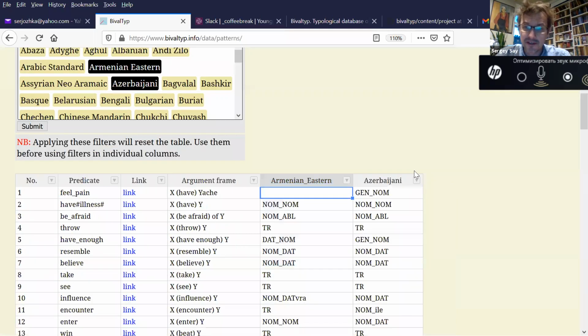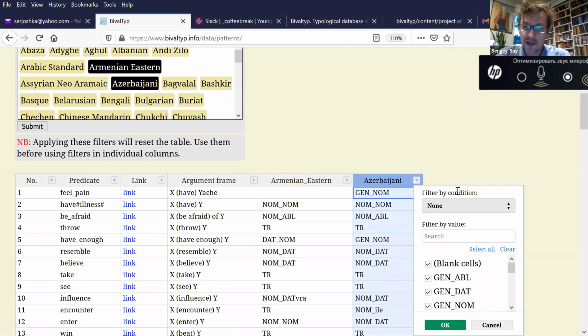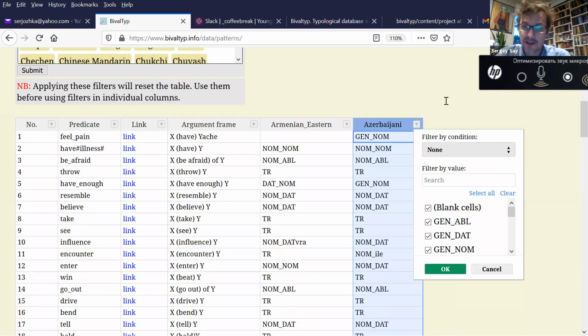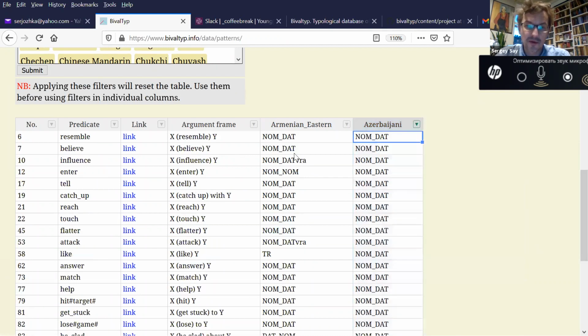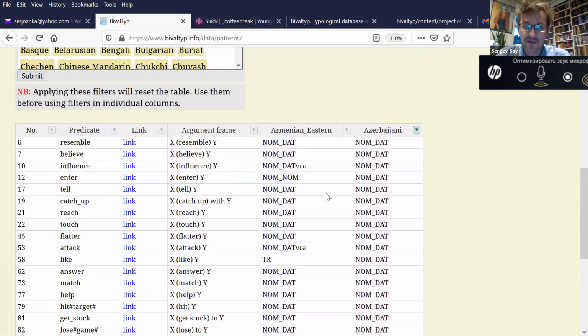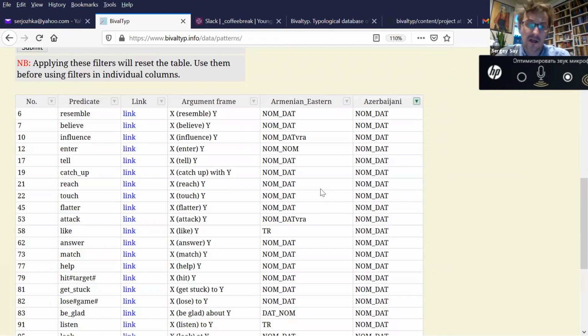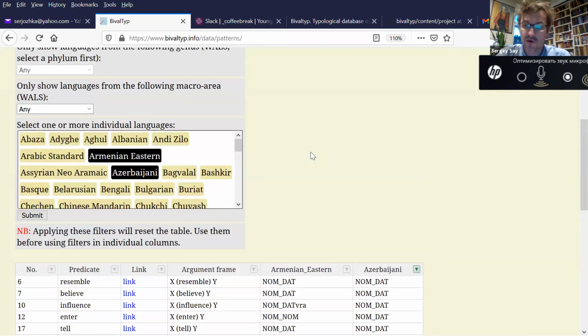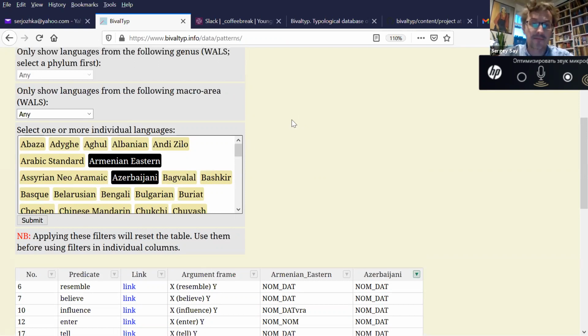so that we can easily see that the nominative-dative class in Azerbaijani is a very productive class, so that there are very many verbs that belong to this class, and only a minority of those have correspondences in Armenian that belong to the nominative plus vra class. So we can compare pairs of languages or groups of languages or groups of related, unrelated, areally similar languages and so forth. For visual inspection, this is probably what you need.